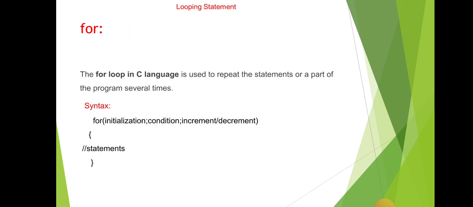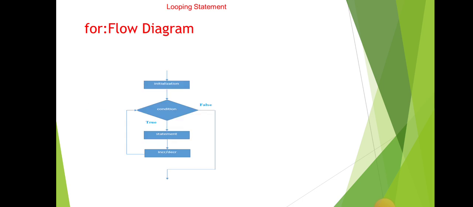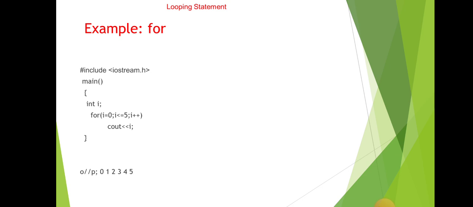The next looping statement is for, but the difference is the for statement contains three parts: initialization, condition, and increment or decrement part. This is the flow diagram for the for statement. In the example for statement, the initialization statement is there: i equal to 0. The condition is checked. If the condition is true, the statements are executed. Again, it goes to the increment or decrement part. In this way, the for statement is used in programs.